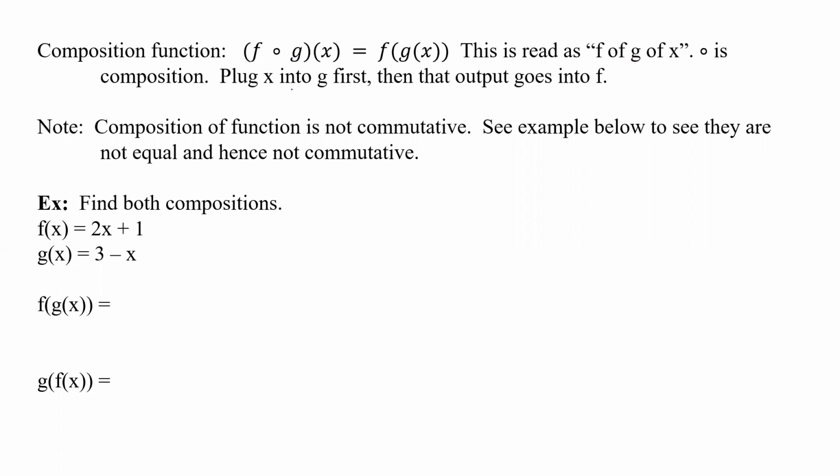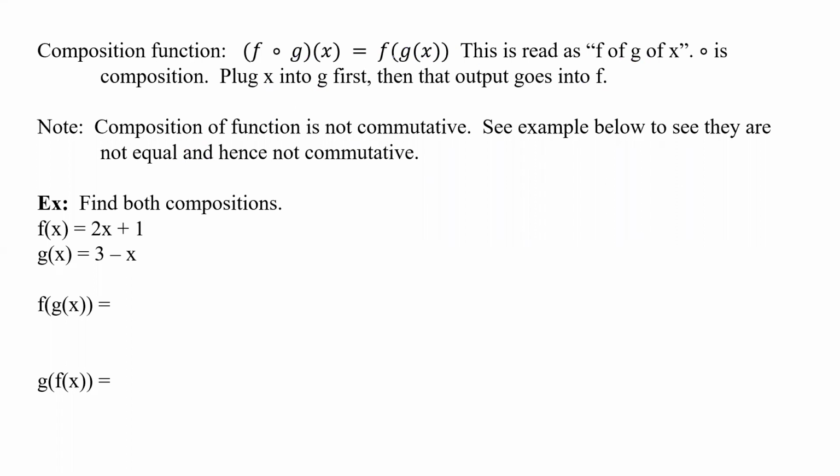And again, what we're doing is just plugging x first into g, then whatever that output goes into f, and then that gives you a final output of whatever that is. Now, sometimes you're going to get numbers, sometimes you're just going to get an expression. And so let's see here how these are not commutative.